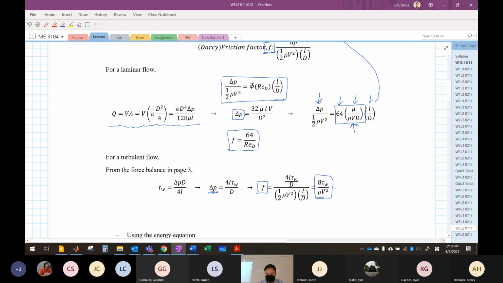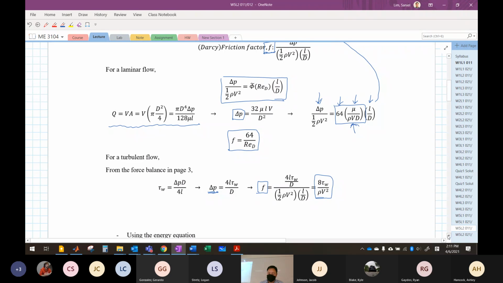So either you have to measure the wall shear stress, which is very difficult to measure, then you can find the pressure drop, or you can find the pressure drop, then calculate the wall shear stress, but you also need to know the velocity. All right. One way is really hard, right? Measuring the wall shear stress is not that easy a job.